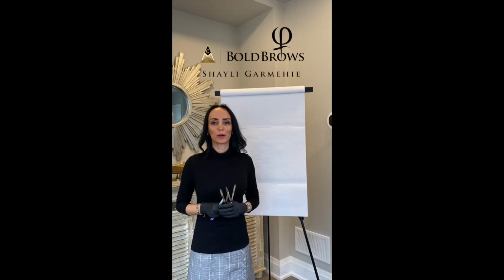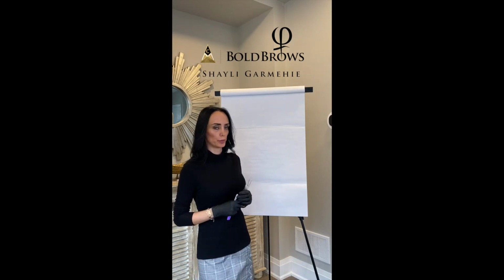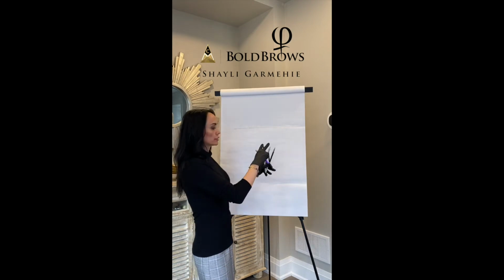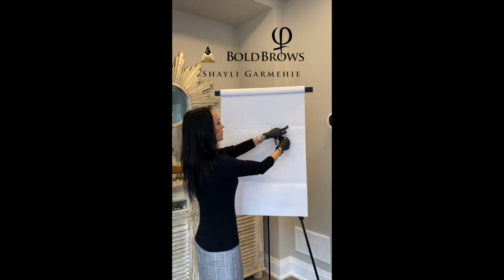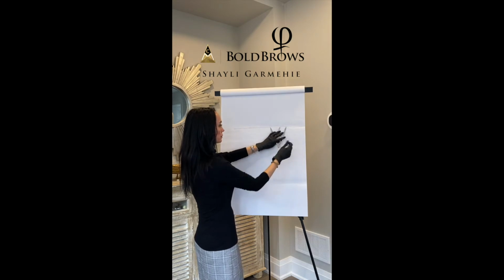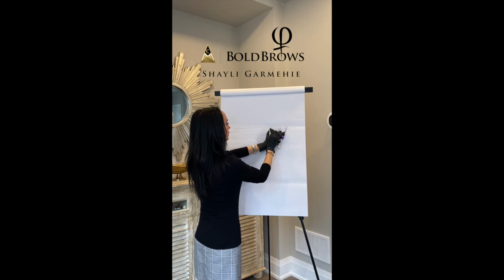Hi guys, I'm going to show you how to use Phi divider to shape an eyebrow. So here is the divider. It has 3 different points. So you place it on a flat line. Mark 3 points, point 1, point 3.